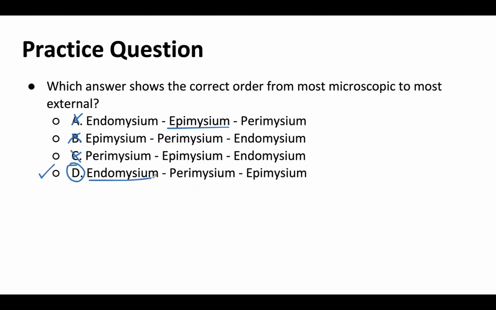So you have endomysium as the most microscopic around a muscle cell. Perimysium is going to surround fascicles, and the epimysium will surround the entirety of the muscle belly.